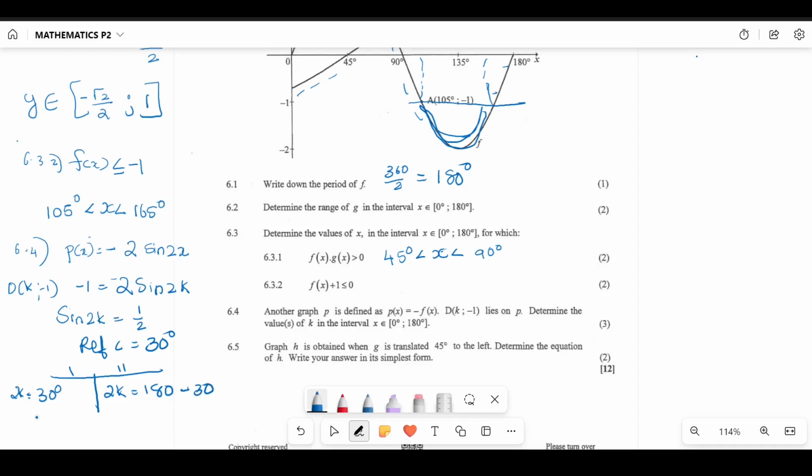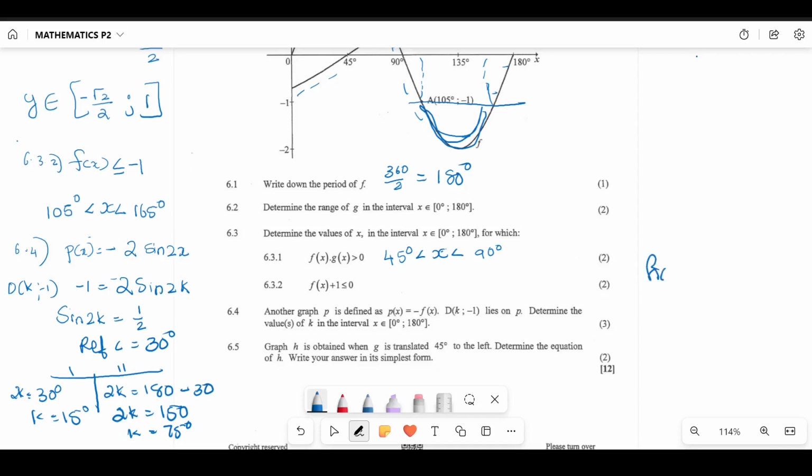That means k equals 15 degrees, or 2k equals 150 degrees. That means k equals 75 degrees. So the two values of k in the interval 0 to 180 are k equals 15 and k equals 75. Now 6.5, graph H is obtained when G is translated 45 degrees to the left.